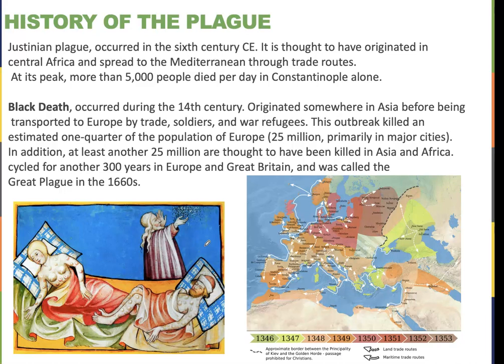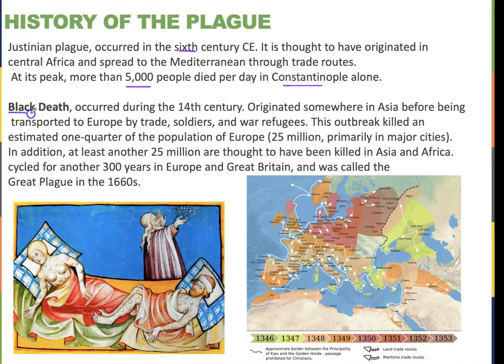So the plague has a very big history to it. I'm sure you've heard of it, but I just want to point out there's been 2 really big plagues over the lifespan of humans. The first one was in the 6th century. You don't need to know that it originated in Africa or anything like that, but it did kill 5,000 people a day in just Constantinople, which, imagine that happening now, that would be unheard of.